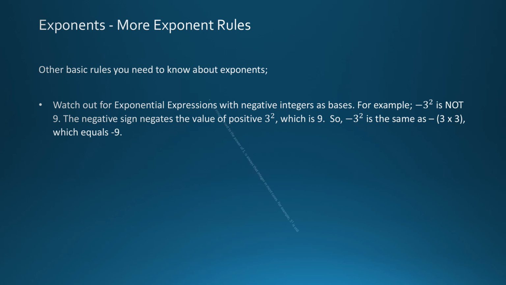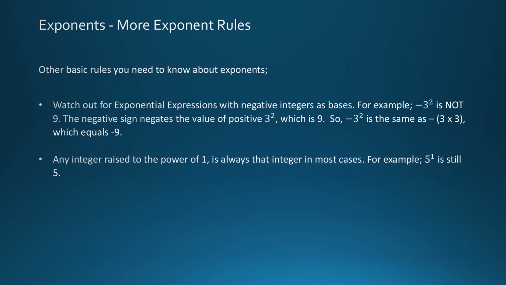2. Any integer raised to the power of 1 is always that integer in most cases. For example, 5 to the first power is still 5. 3. Any integer raised to the power of 0 is always 1. So, whether the integer is 6 to the 0 power, 10 to the 0 power, or even 200 to the 0 power, the solution will always be 1.